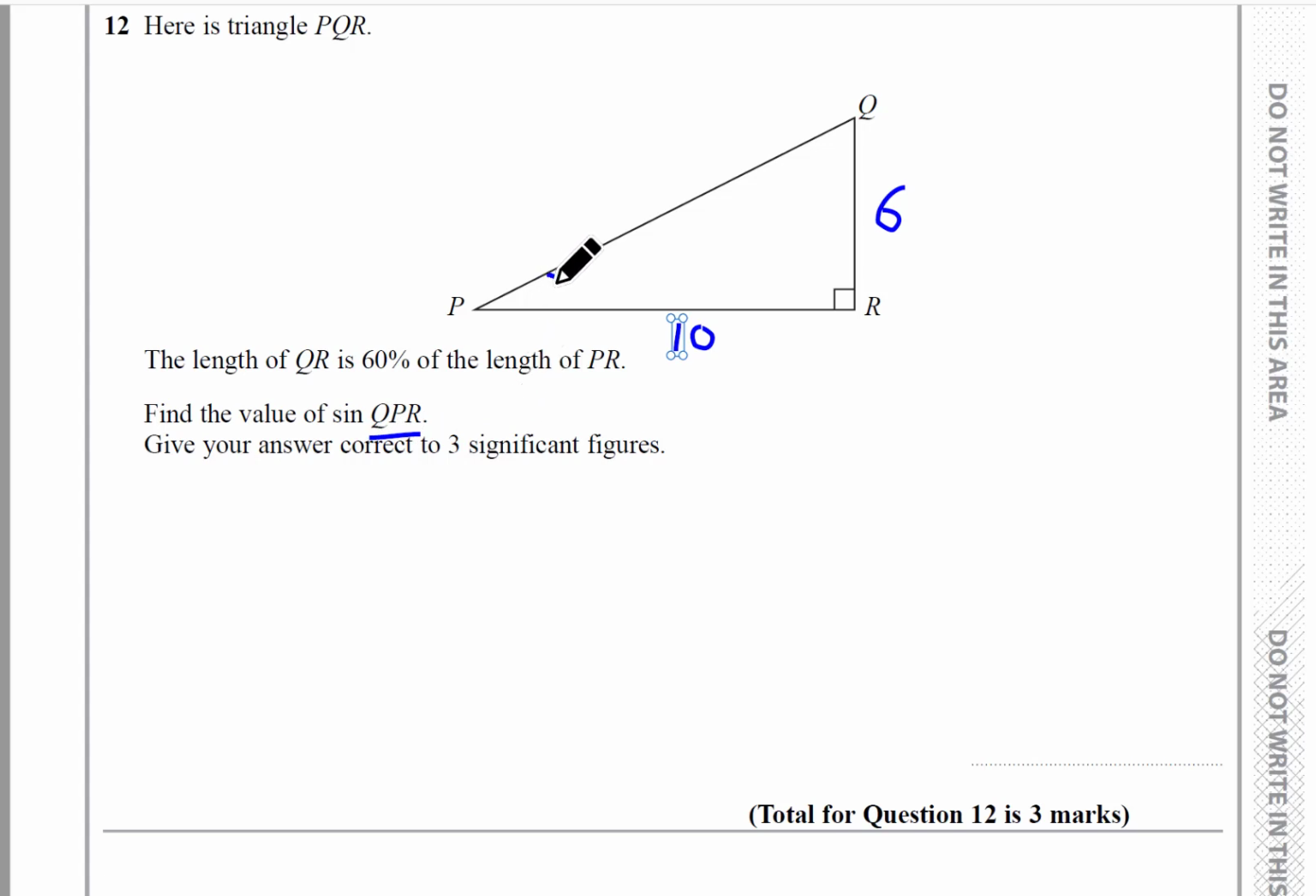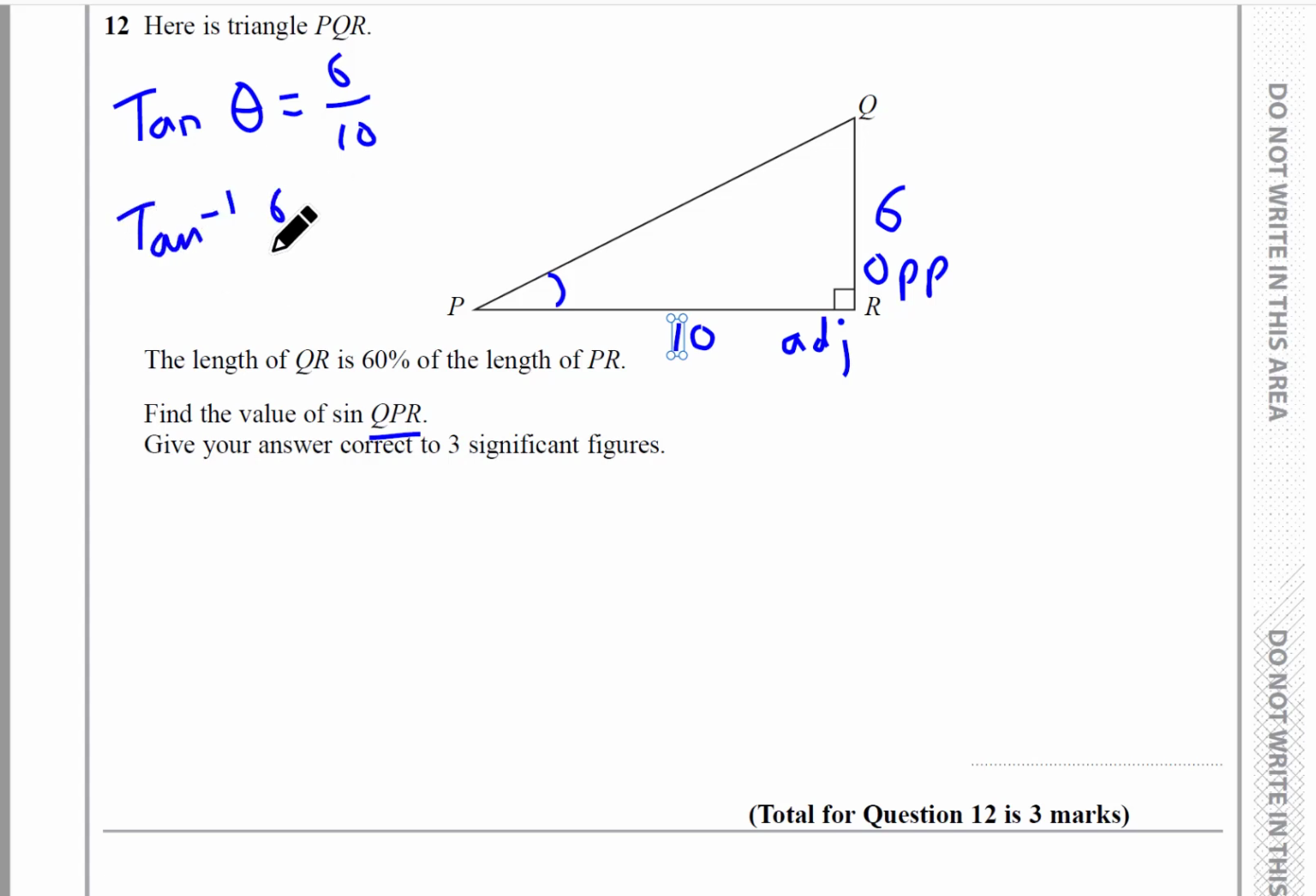Well, I think this is a two-step process. So this is the angle here. So at first we've got the opposite and adjacent in this case. So that means we have tan theta equals 6 over 10. Now using this we can work out the angle theta. So we inverse tan that, which equals 30.96 to 2 decimal places, and that's degrees.